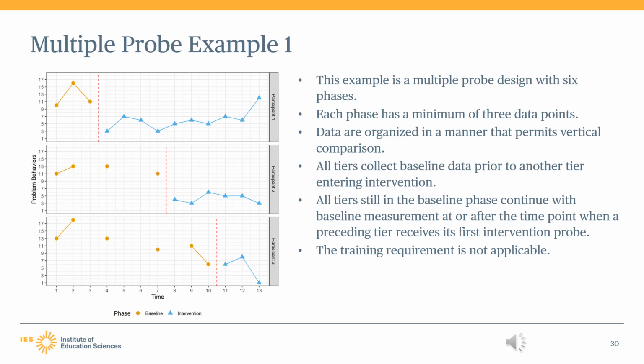Second, baseline data are collected prior to the intervention for any tier. Third, all tiers still in the baseline phase continue baseline measurement at or after the point in which a preceding tier first receives an intervention probe. So here, at or after time 4 and time 8. And fourth, the training phase requirement is not applicable without some evidence from the text indicating that training took place.